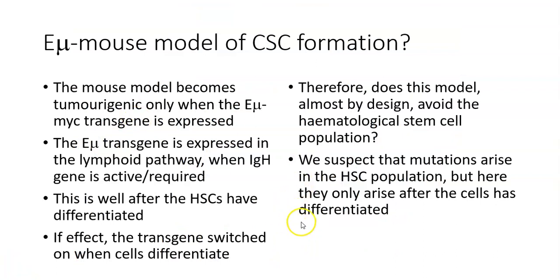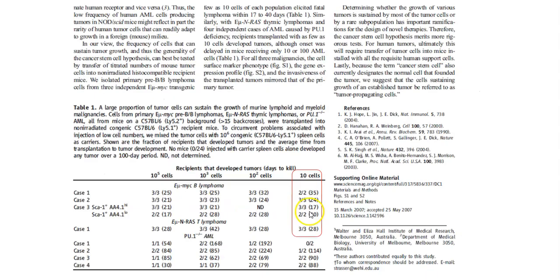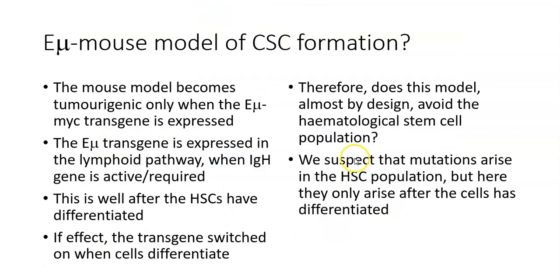So much like my concern with the TRAMP model, here the mouse model only becomes tumorigenic when the EMU-MYC transgene is expressed. Now that EMU-MYC transgene is predominantly expressed when the cells go down the lymphoid pathway, when IgH is required or active. So this is well after the hematopoietic stem cell stage, whereas if you look at the papers by El-Haj, who was one of the first to identify cancer stem cells, they're very much interested in the hematopoietic stem cell population.